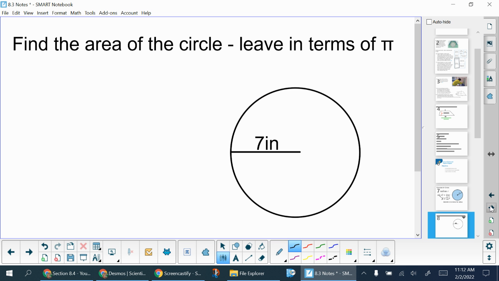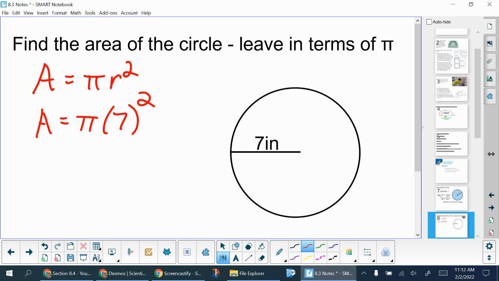So let's go ahead and do a couple examples here. So first off, finding the area of a circle. We're going to leave this in terms of pi. That's something you maybe haven't done before. So if I have the formula area equals pi times the radius squared, I just plug in my radius, which is 7.